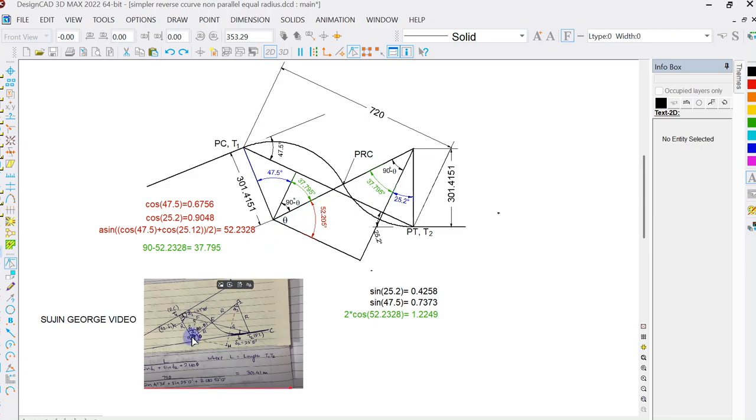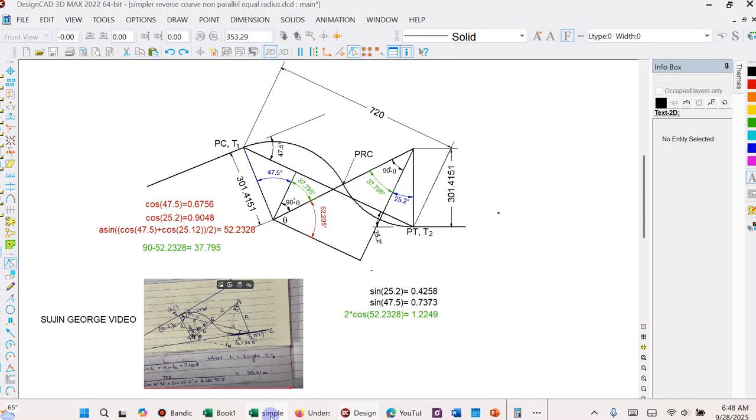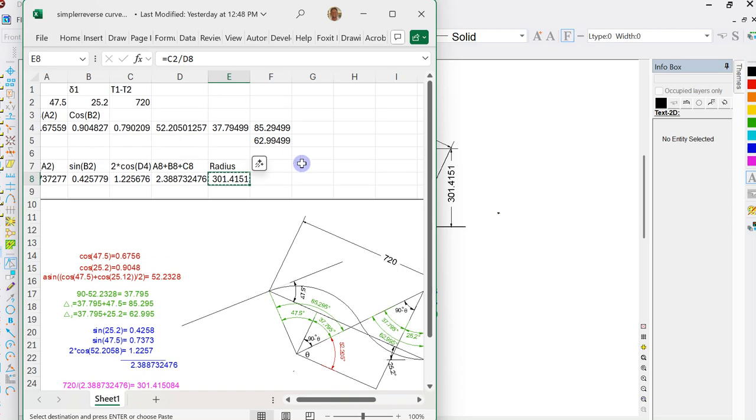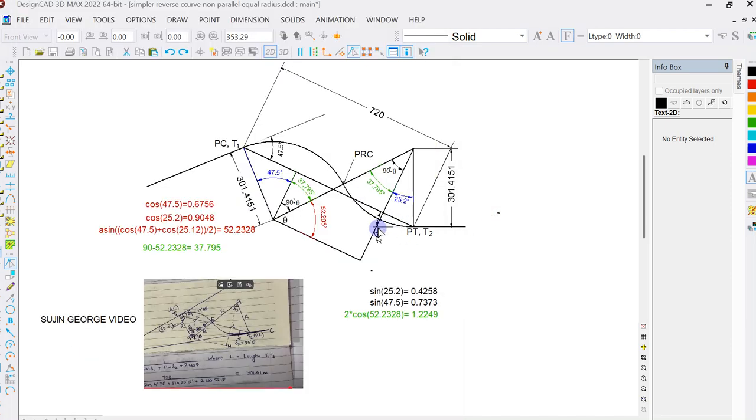This guy, his name's Sujin George, put out a video that explained how to get these angles, which is very clean. So I'm just going to go through the process here. You have this angle, 47.5, because we'll put it into Excel, and that's the key to make sure it's automated. So there's your 47.5, and 25.2. That's this angle here, 25.2.